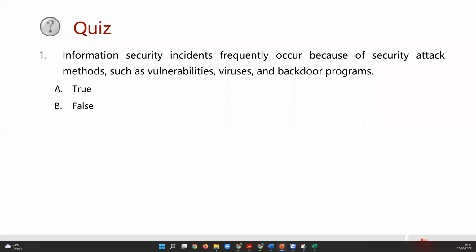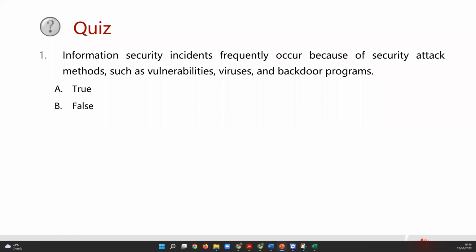Information security incidents frequently occur because of security attack methods. Is that the case? Is that what we've been saying? Vulnerabilities, viruses, backdoors, those are the direct causes. So the answer is B. It is false. If you don't know why, it's because the incidents occur mostly because of the humans, not the attack methods.